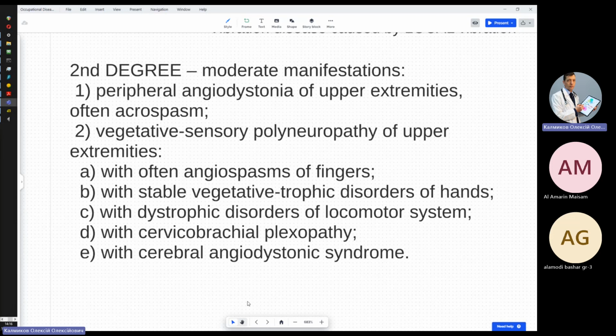Plexopathy. About plexopathy, when you perform the physical examination of such a person and check the range of movements, they have painful limitation of the range of their movements in the upper regions. So they simply cannot raise their hands without pain in this cervical or cervicobrachial region.